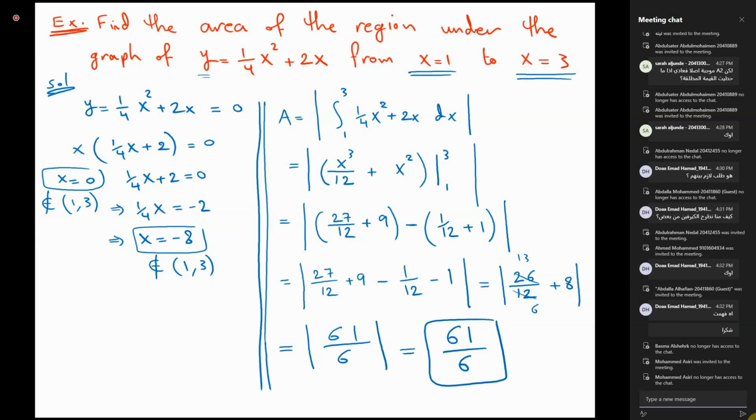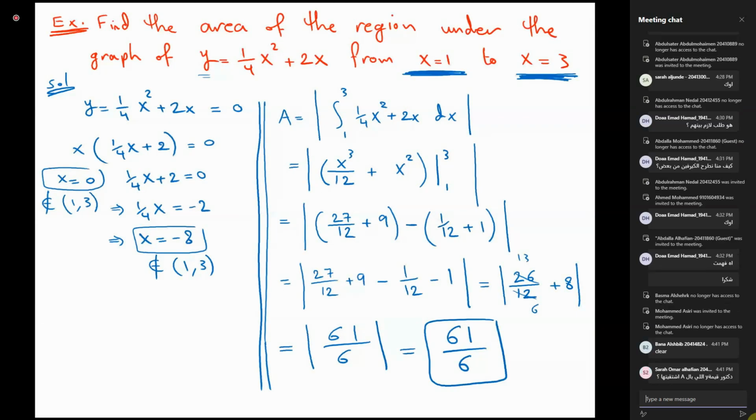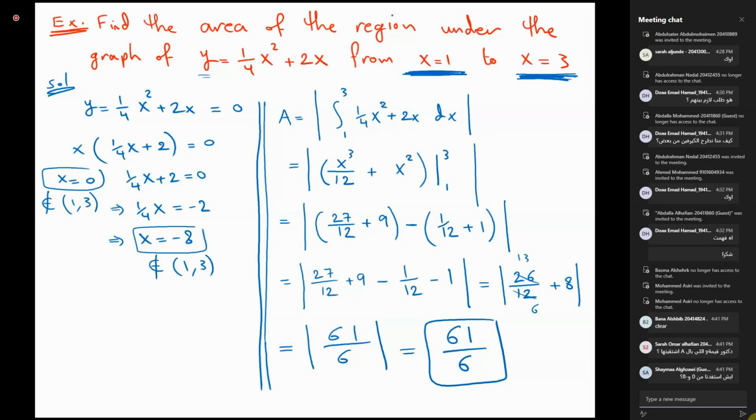So firstly, if we have one curve, we must find the zero of this curve. Check if this curve has a zero in the interval. If we don't have, then we have one part, one integration. But if we have a zero from 1 to 3, then we must separate into two regions or two areas. Any question? Please mute your mic.